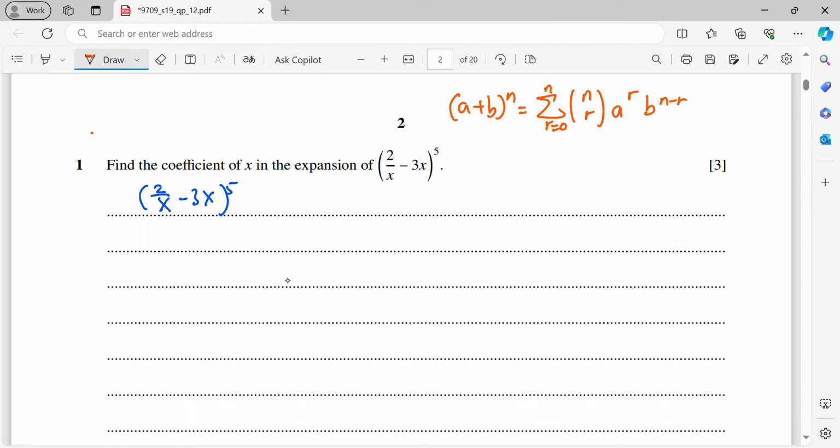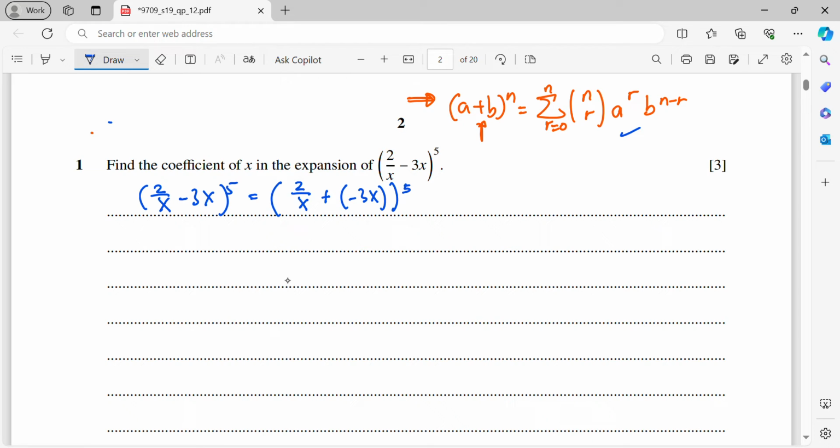To apply this formula, make sure it is a plus. Now you are given a minus, so I will change this into 2 over x plus negative 3x, to the power of 5. That means when you compare, my a is 2 over x and b is minus 3x. Then use this formula: summation r from 0 to 5, 5Cr.